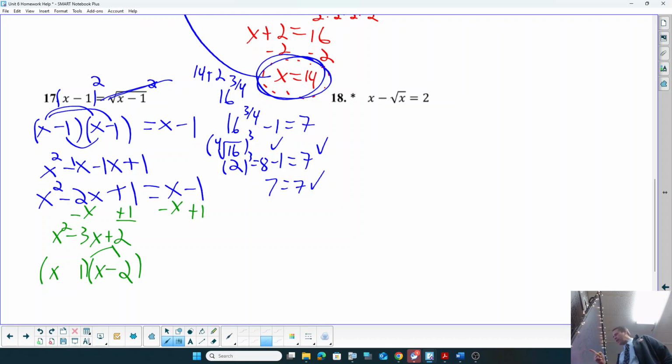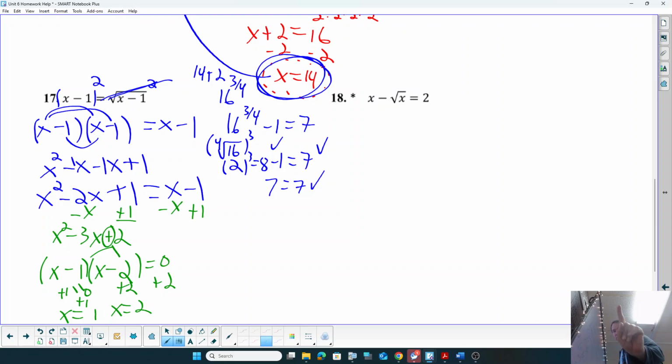But how do you get a positive with a negative? Well, they both have to be negative because negative times negative is a positive. Then you set them both equal to 0 and add 1 to the other side, add 2 to the other side. So we get x equals 2 as a solution, and x equals 1 as a solution.